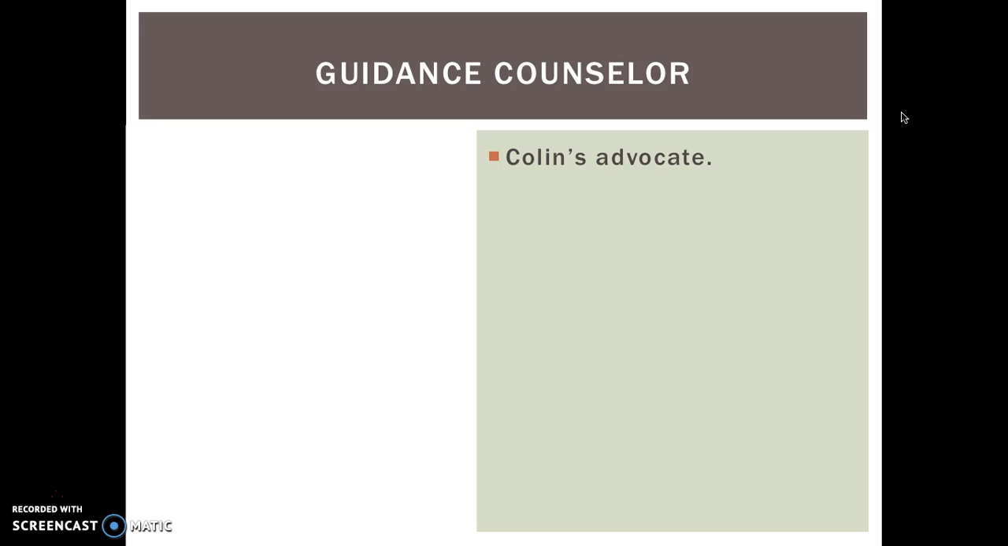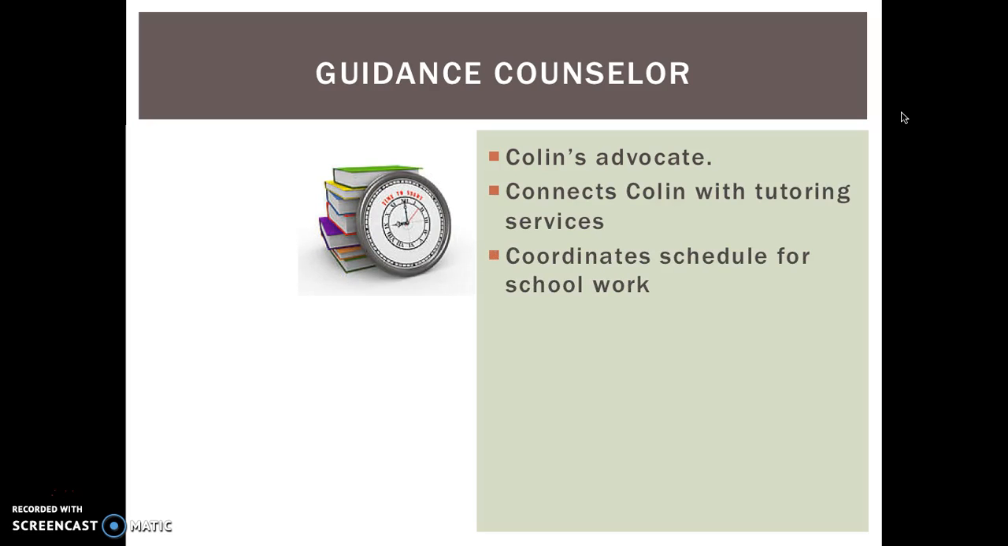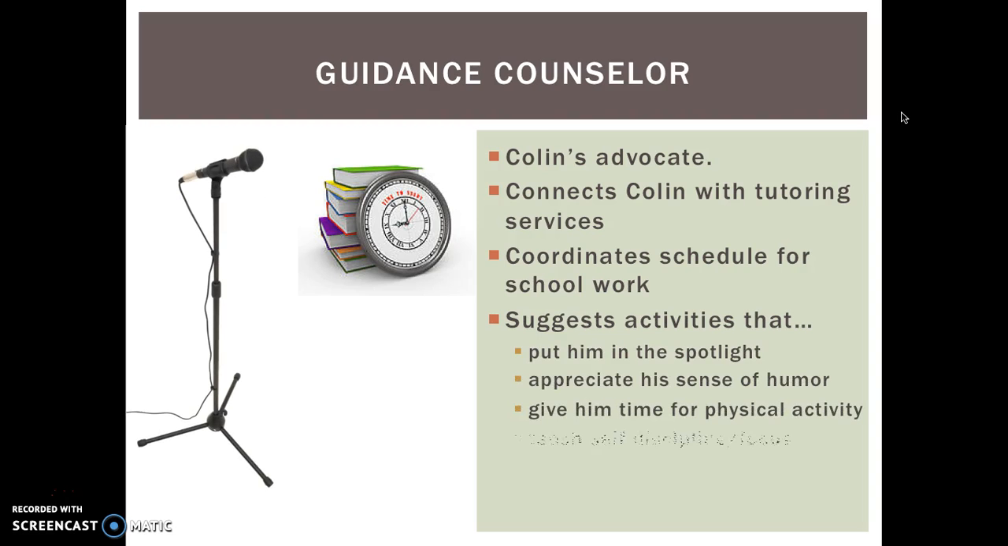Where you and Colin's peers may feel frustrated and annoyed by his behavior, the guidance counselor can take an outsider's view. He can help to connect Colin with academic supports that are available to all students, but of which Colin may not be taking advantage. He can suggest that Colin become involved with clubs and activities at school that play to Colin's strengths, give an outlet to his energy, and teach some positive habits.